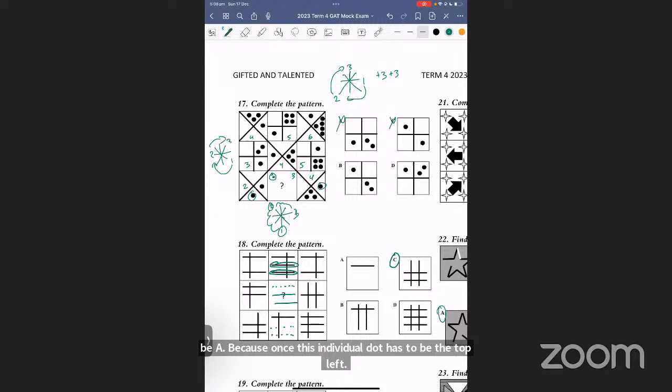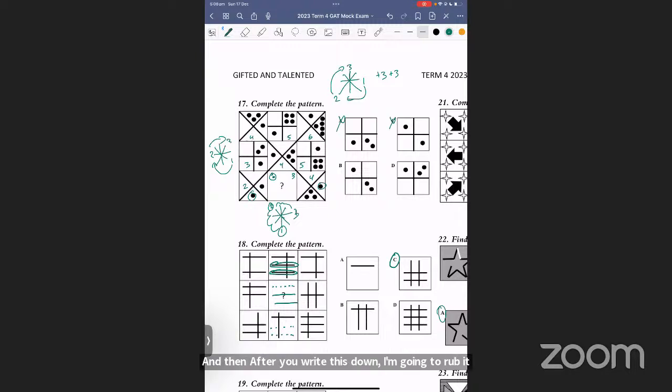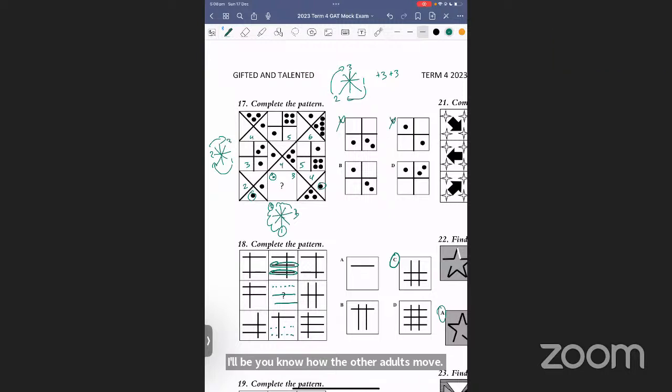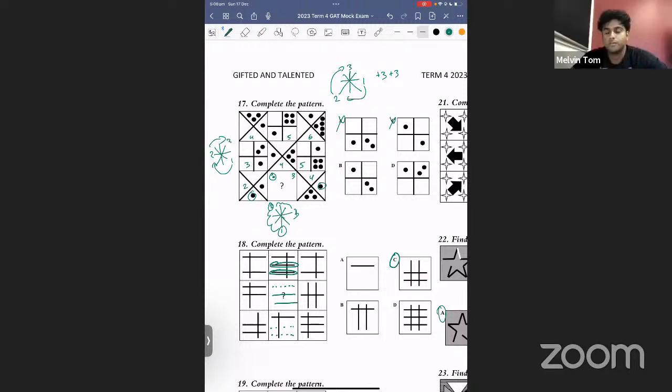All right. I'll give you about 30 seconds to write this down. And then after you write this down, I'm going to rub it out and then draw the pattern for the multiple dots, how the other dots move. All right, so I'm going to rub this out.